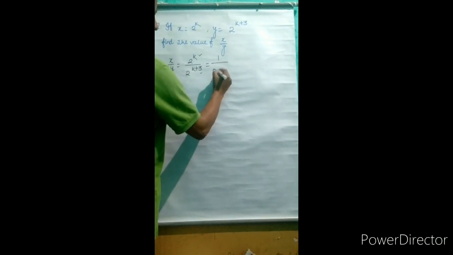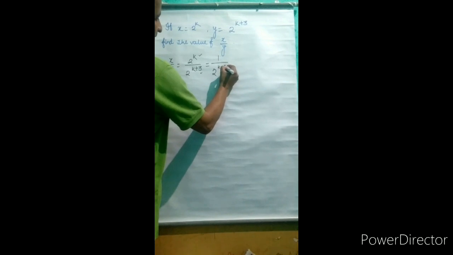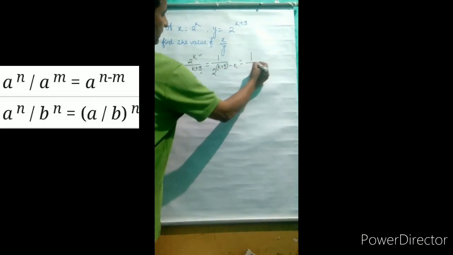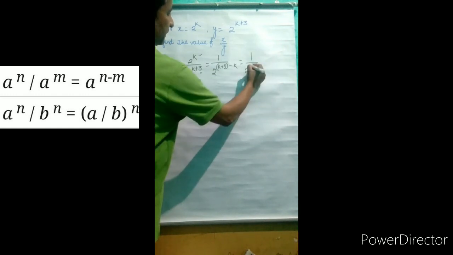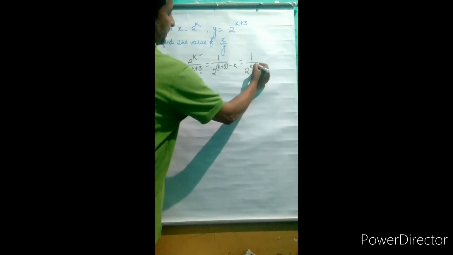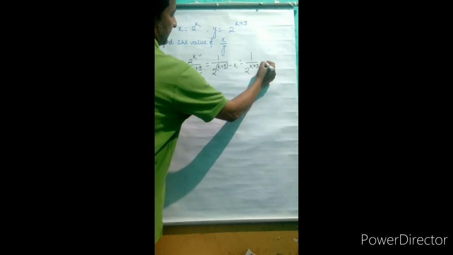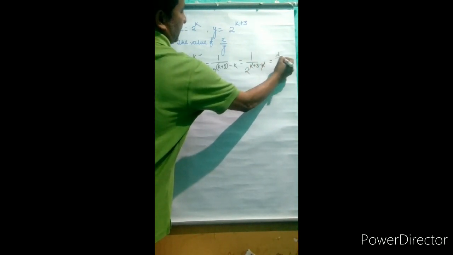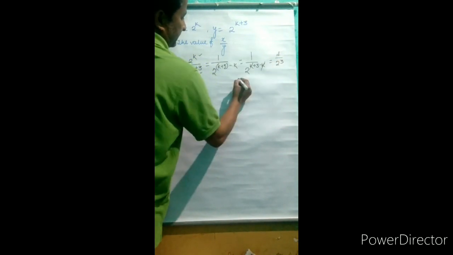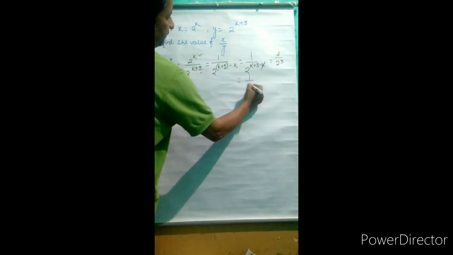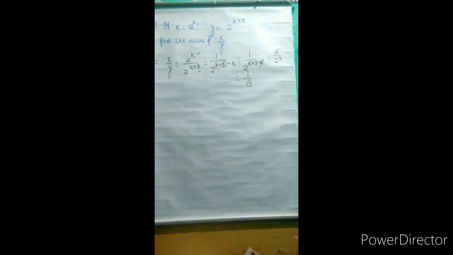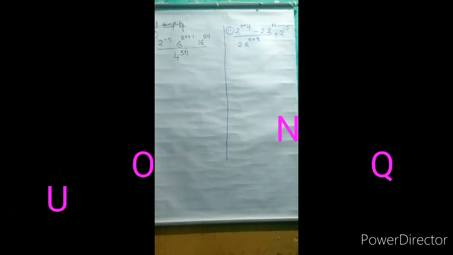So 2 raised to power k plus 3, we can subtract k, we will get 1 over 2 raised to power k plus 3 minus k. This k and k cancel, so 1 over 2 raised to power 3, if you solve it you will get 1 over 8. So here the value of x over y is equal to 1 over 8. So here are two questions.